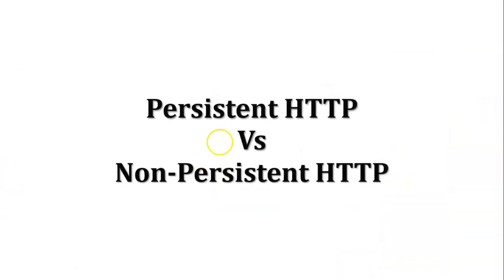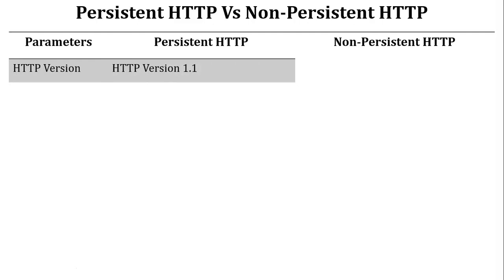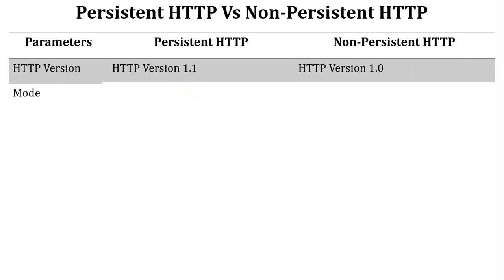Next, the difference between persistent and non-persistent HTTP. Now let's discuss the persistent and non-persistent HTTP difference based on some parameters. The first parameter is HTTP version. In persistent HTTP it is 1.1 and in non-persistent HTTP it is 1.0. The next parameter is mode. Persistent HTTP is the default mode and non-persistent is not a default mode.